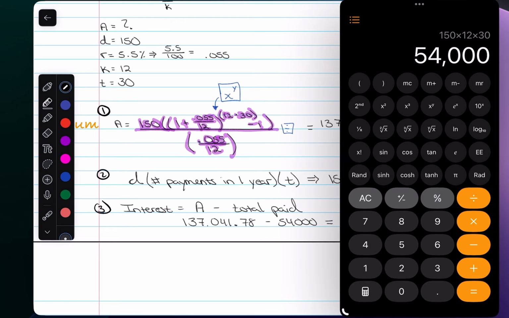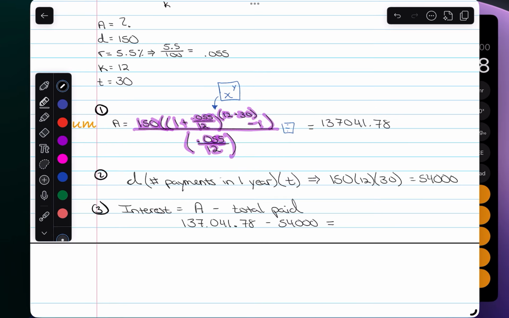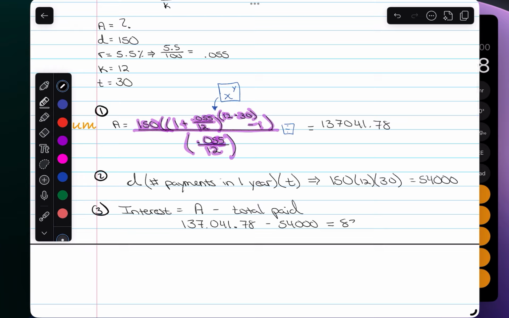So in our calculator again, I'm going to do 137,041.78 minus 54,000 equals $83,041.78. So that's a pretty good amount of interest that you've earned.